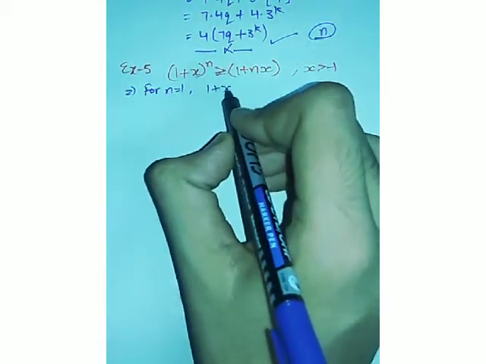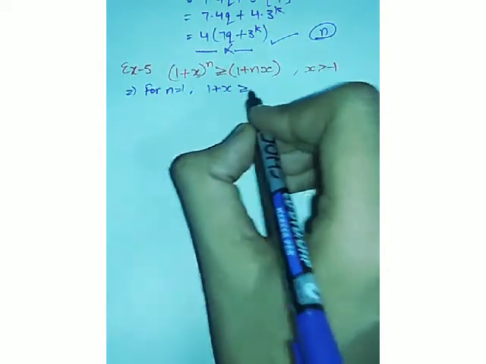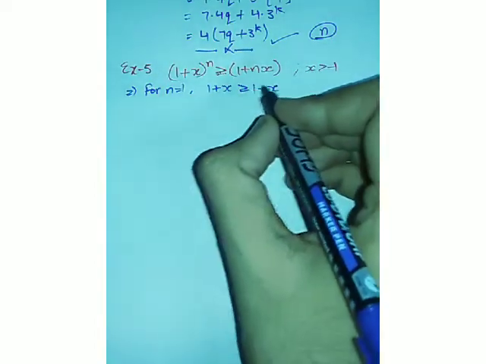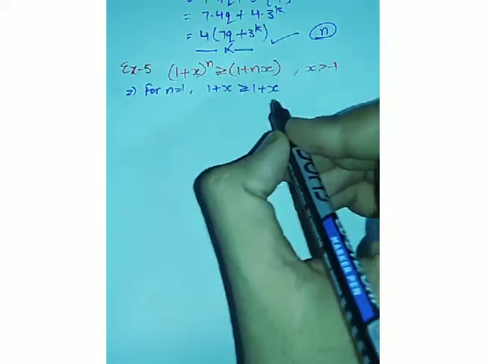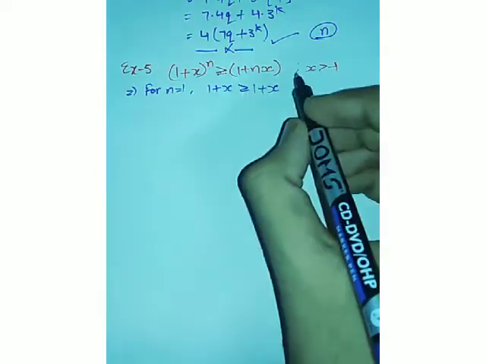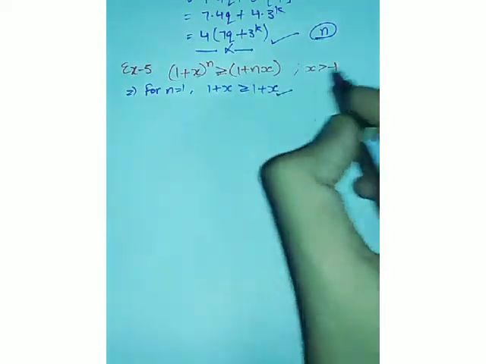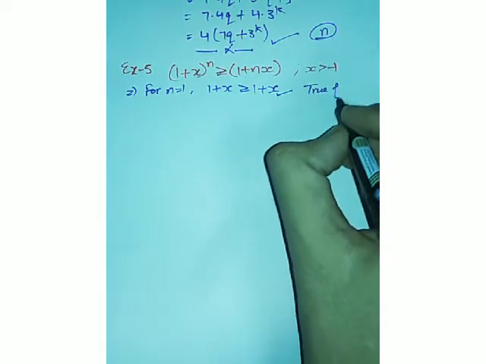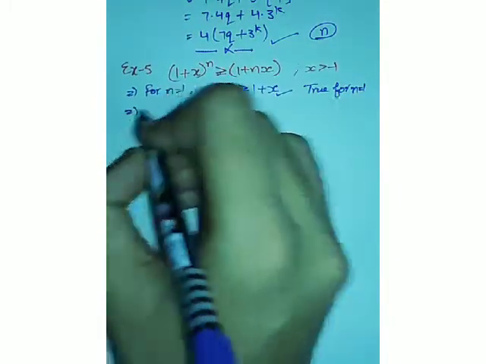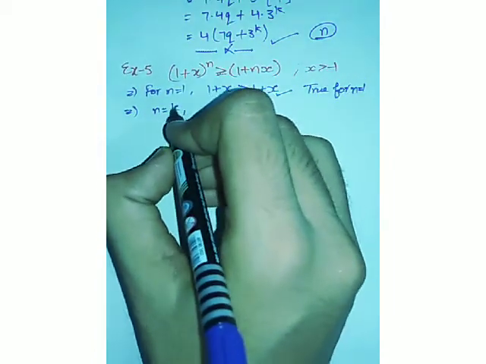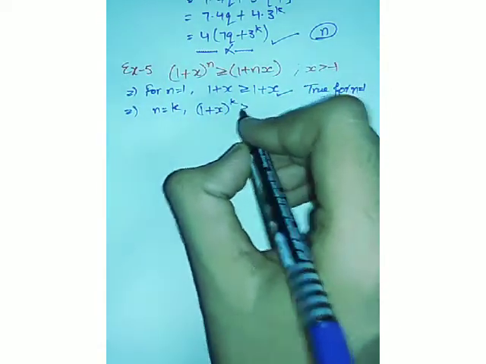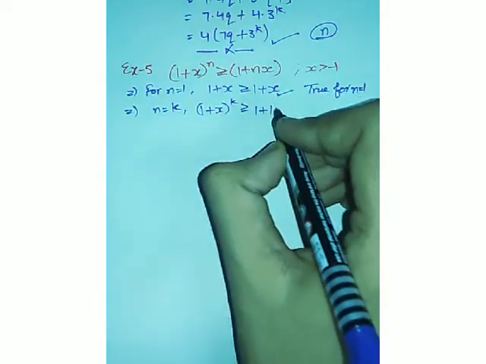What will you get? 1 plus x raised to power 1 only, greater than or equal to 1 plus x. Now if it would have been only greater than sign, then it would not have been a true statement. So now it's equal to as well. It means it is satisfying one inequality. This means result is true for n equals 1. Clear? Now we will again assume for n equals k. When you assume, what will you get? 1 plus x raised to power k greater than or equal to 1 plus kx.